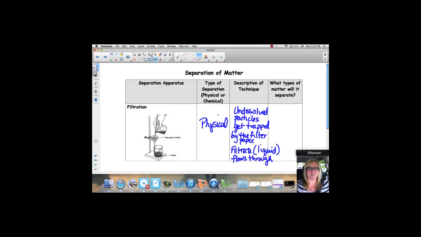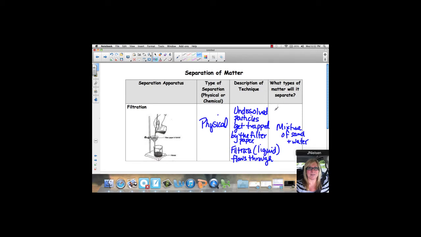And a great example of this is a mixture of sand and water. So if I have a beaker of sand and water and I pour it through the filter paper that's being held by the funnel, the water will flow through into the beaker. The water would be called the filtrate, and the sand gets trapped in the filter paper.